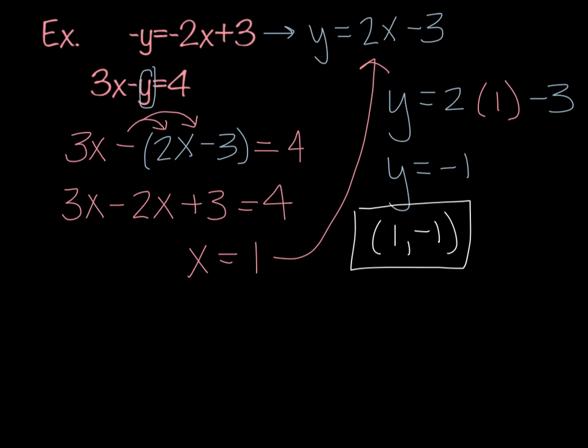And lastly, let's go ahead and do our check step. Again, we need to use the equation we haven't used yet, which would be the second one here. So we have 3 times x, which we found was 1, and then minus y, which we found was negative 1, must equal 4. Well, if we have 3 minus a negative 1, that's the same as adding 1. So 3 plus 1, 4, does equal 4, and it checks out.